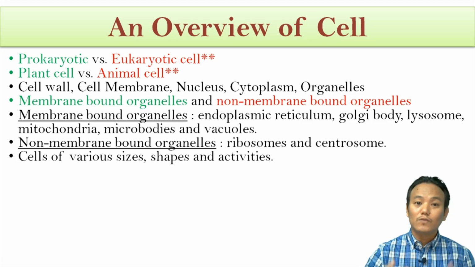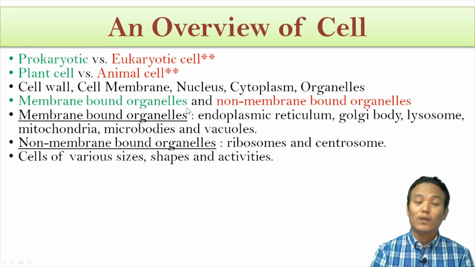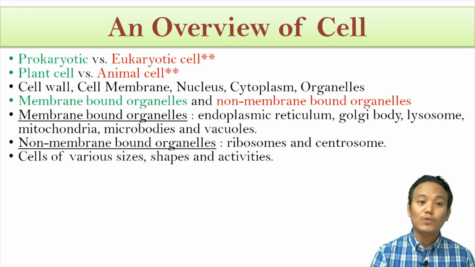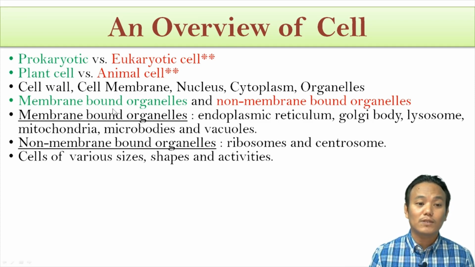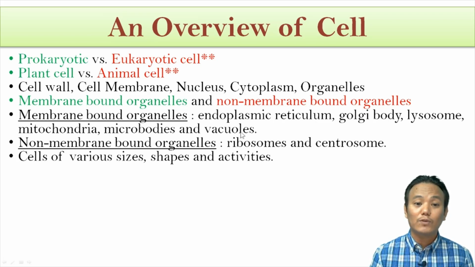Kidneys, right? So we have all these different organs performing different functions. Just like that, within a cell also they have got different organelles. Prokaryotic cells do not have membrane bound organelles, whereas eukaryotic cells have membrane bound organelles, for example the endoplasmic reticulum, Golgi apparatus or Golgi bodies, lysosomes, mitochondria, microbodies and vacuoles. So they are all membrane bound organelles. We will study about them in detail later on, right?